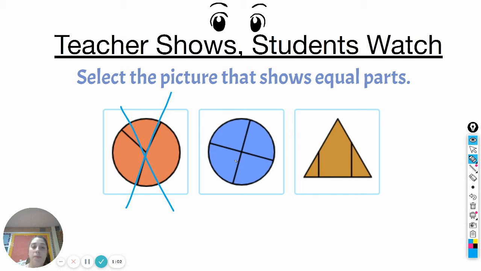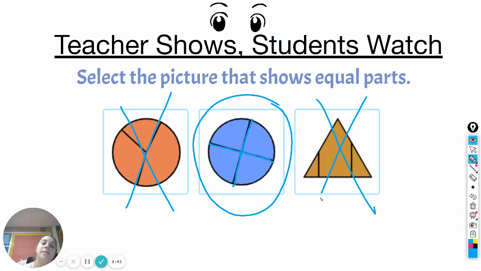Next, let's look at my blue circle. You can see that this line here goes exactly down the middle that way, and this line here goes exactly down the middle the other way, and all four pieces appear to be the same size. So that picture does show equal parts. So I'm going to circle that one, but just to be safe, let's take a look at our last shape and make sure that one doesn't show equal parts. This triangle, you can see that this piece on the left is very small and this piece in the middle is very large, so they are not the same size.